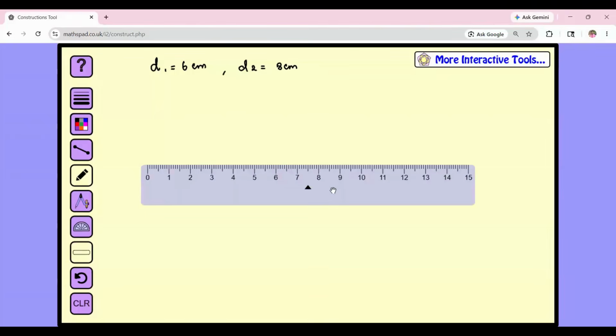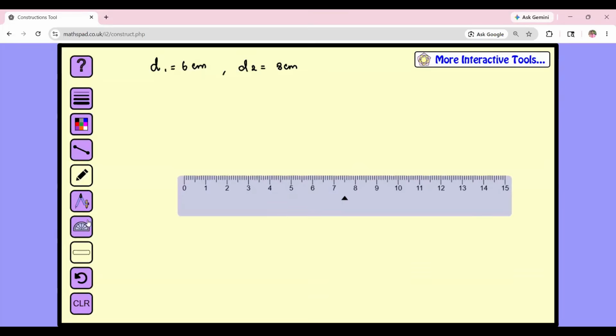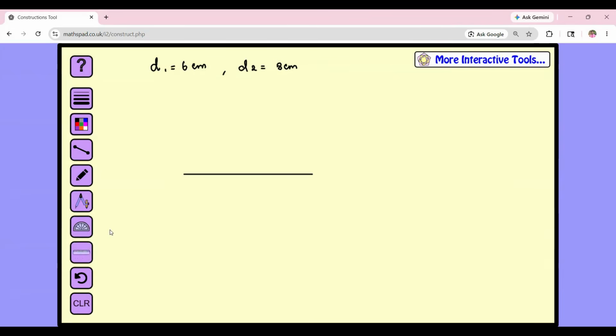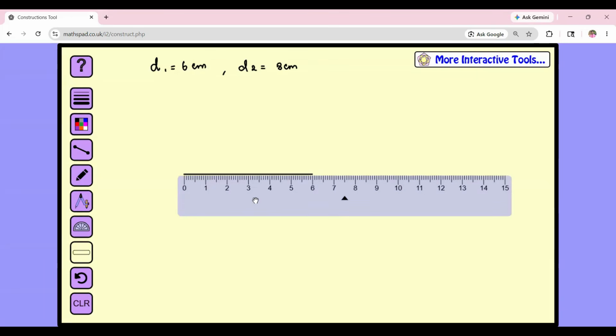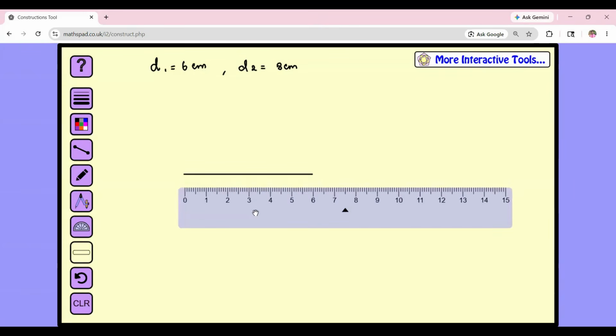First, draw the shorter diagonal, that is the 6 centimeter one. Take the scale and measure 6 centimeter. Just draw 6 centimeter. This is my 6 centimeter. After drawing the line of 6 centimeter, now mark the center. The center means 3 centimeter, correct? Mark 3 centimeter as the center.